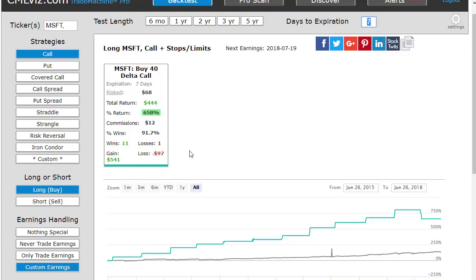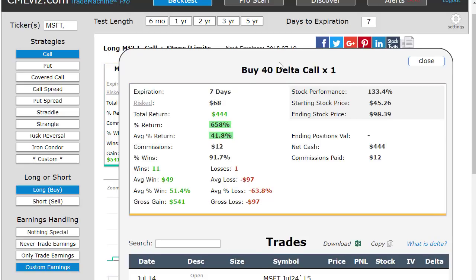So you need to have 7 days. If earnings is tomorrow, or in 7 days, you're not going to want to buy the options that expire in 3 days. You need to be in the trade for 7 days, or at least until you get your 40% gain or loss. So let's go ahead and look at some of the details of this back test.